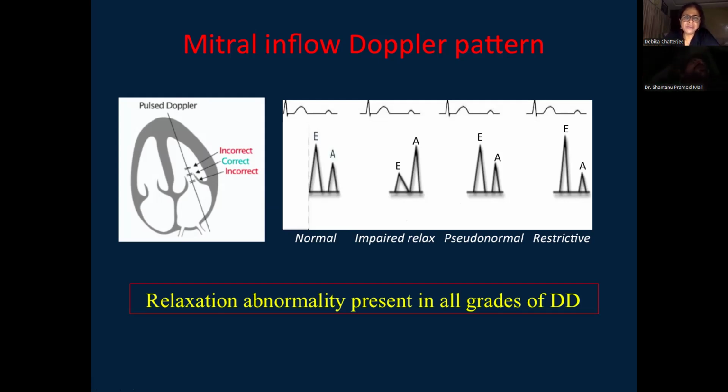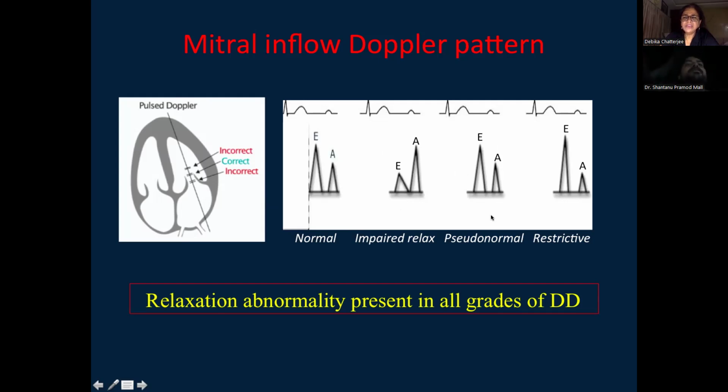So when the LA pressure moderately rises, what will happen? Again, the LA to LV pressure difference will be high. So a larger volume of the blood will go from the LA to LV, making the E wave again taller than the A wave. Now, mind it, this impaired relaxation pattern is hidden here. It is masked. This pattern is masked because of the raised LA pressure.